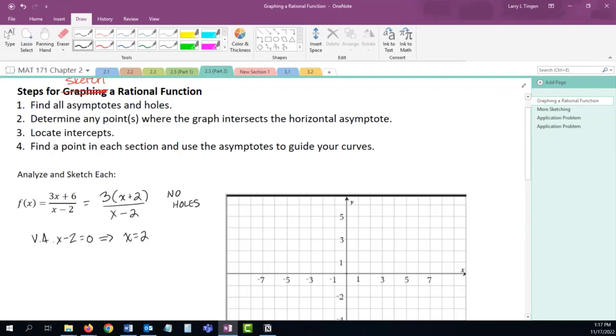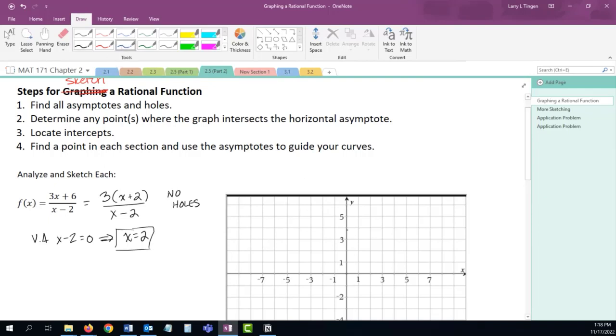When you see me write vertical asymptote, x minus 2 equals 0, and then you see this arrow, this is me jumping over instead of continuing to write below, to take up less space on the paper. So don't think this is x minus 2 equals 0 equals x equals 2. It's not meant to be that confusing. That arrow is there to help us. All right, so vertical asymptote at 2.